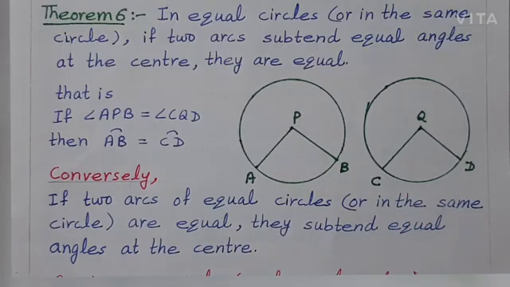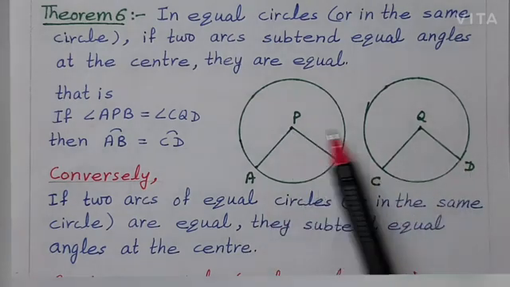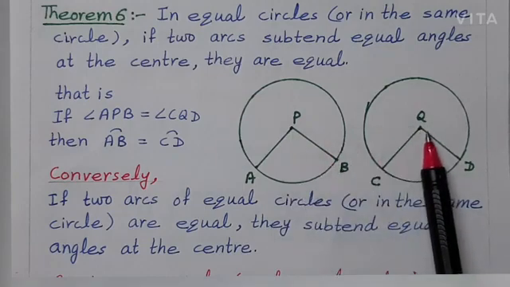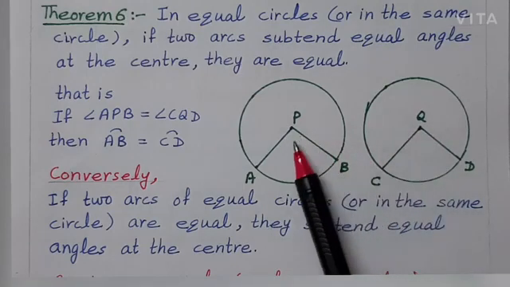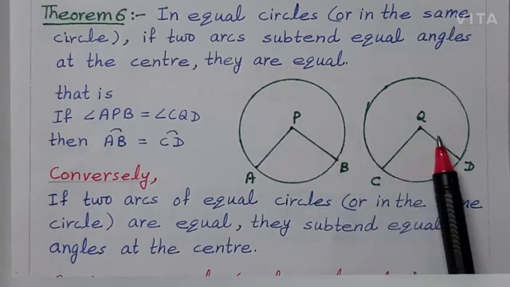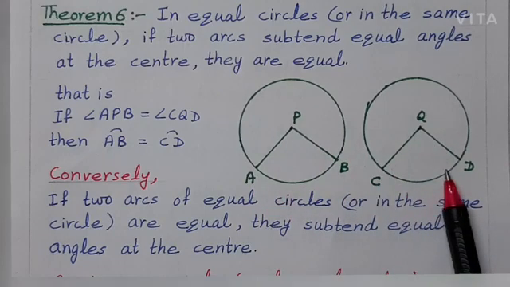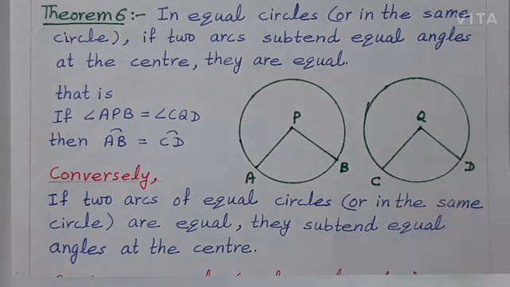each other. Clear? And conversely, if two arcs of equal circles or in the same circle are equal, they subtend equal angles at the center. Clear? This means if the arcs are equal, then angles at the center are also equal, and vice versa. If the angles at the center are equal, then the arcs are also equal. Clear? Now let us move to theorem number 7 at page number 8.